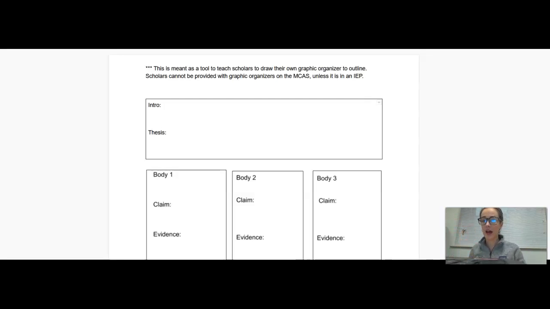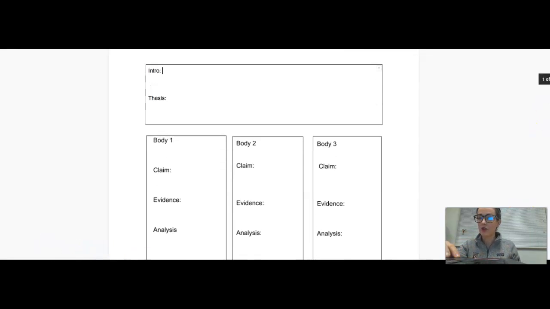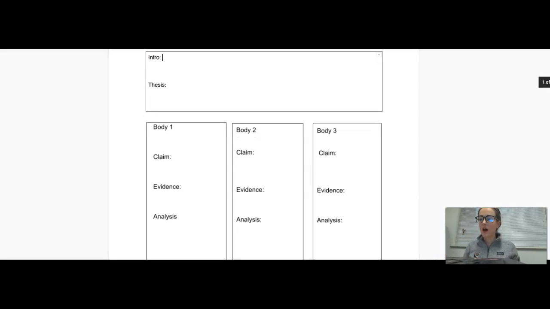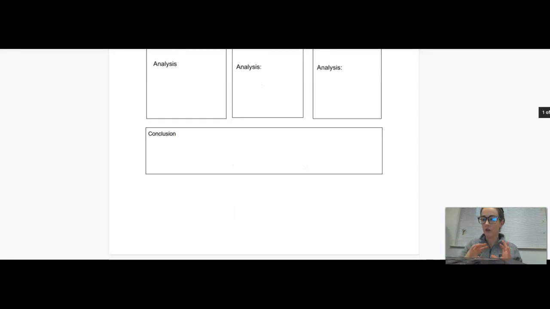So here we see that we have a box for my introductory paragraph, which includes an intro and then the thesis. After that, we have a space for each body paragraph 1, 2, and 3, and a spot for the claim sentence, evidence, and again, the evidence is what's in the text, what actually happens in the story, but I'm writing it from memory during the long comp, and then my analysis of the evidence. And then we finish off with our concluding paragraph, our conclusion.